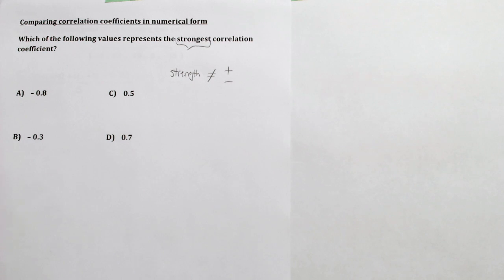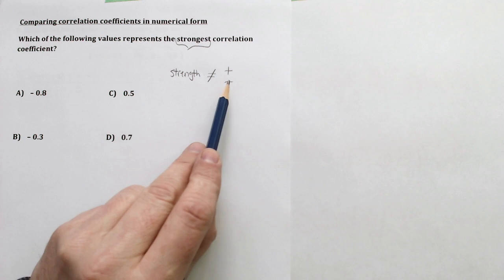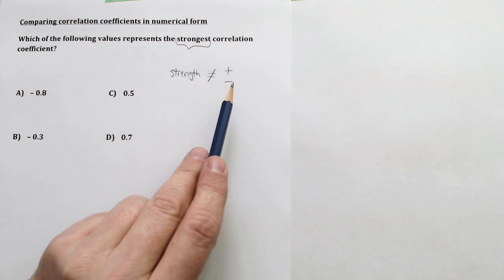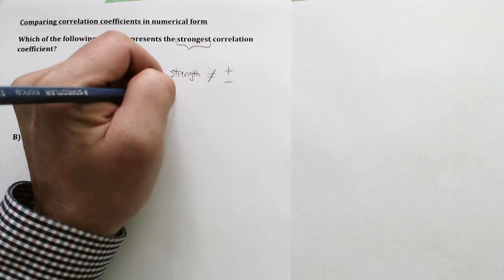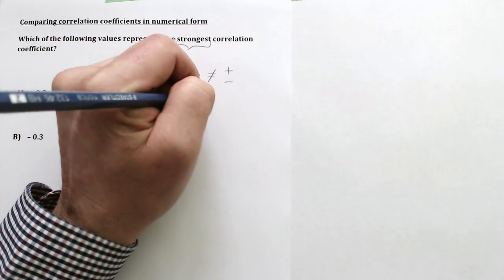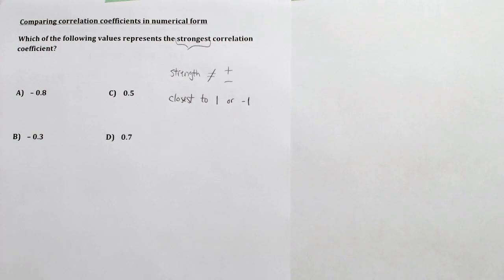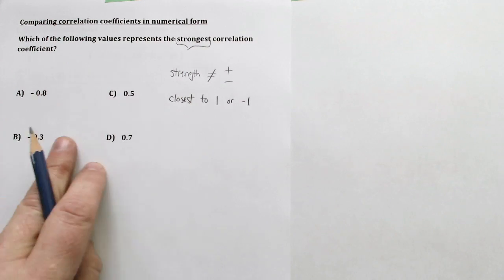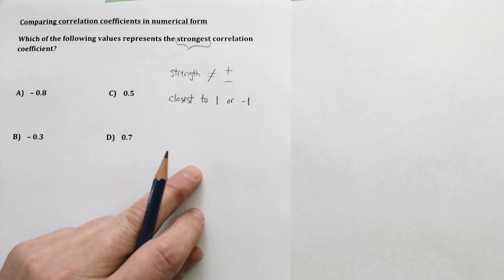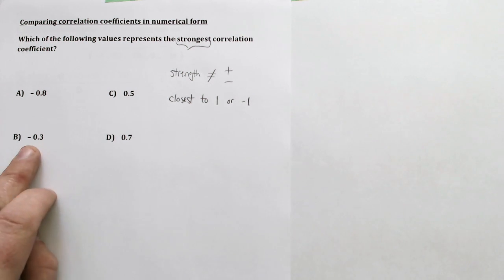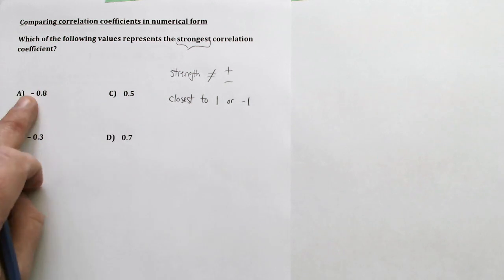So the easiest thing to do when we're looking for issues of strength is to disregard the positivity or the negativity of the correlation and just look for the number that is closest to 1. You could also think of it as being closest to -1 if you don't want to lose those negatives. In other words, which one is the furthest away from 0 is another way of thinking about it. So when we look at these four numbers, we want to say, which is the one that's going to be closest to 1 or -1?